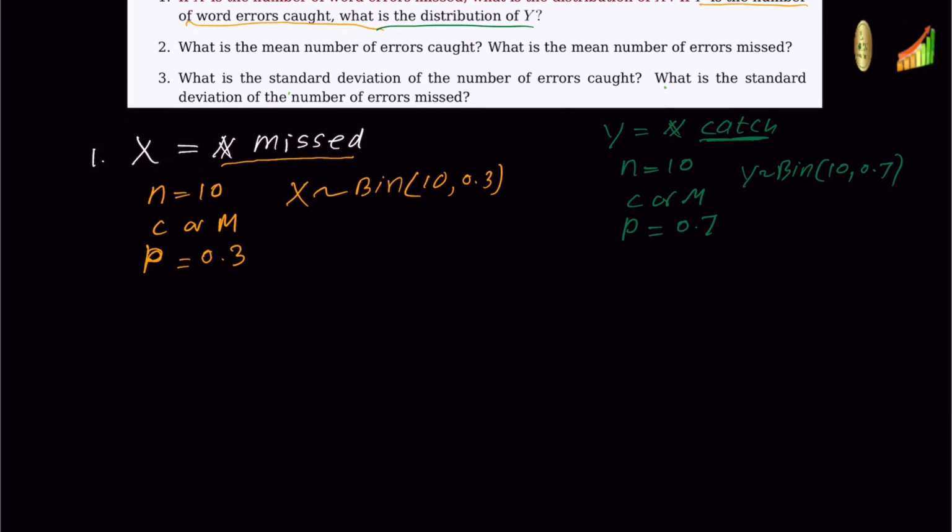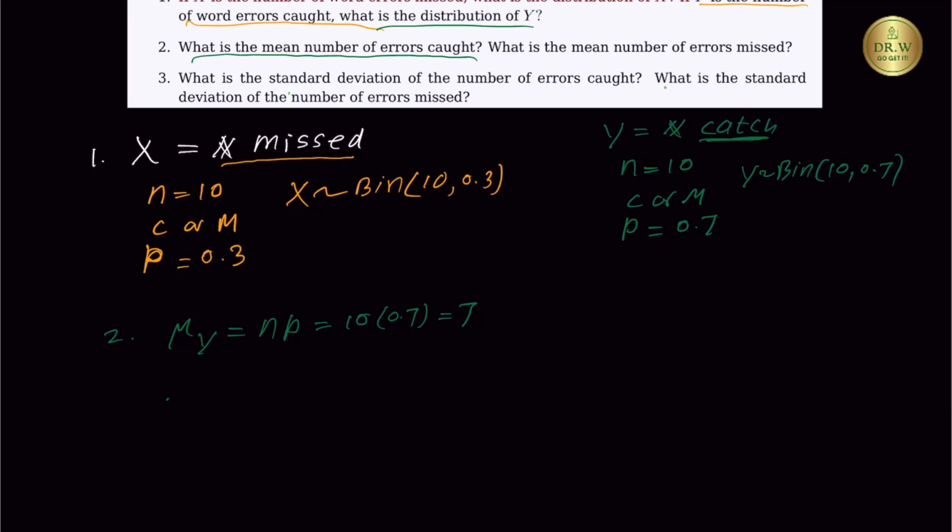Then go to the second one. What is the mean number of errors caught? Yes, I discussed in my last video about mean and variance. Then asking the mean of caught. So what is the catch? It is y. Therefore, mean of y. Mean of y is, you know, it is always np for the binomial. N is 10, p is 0.7. Therefore, that is 7.